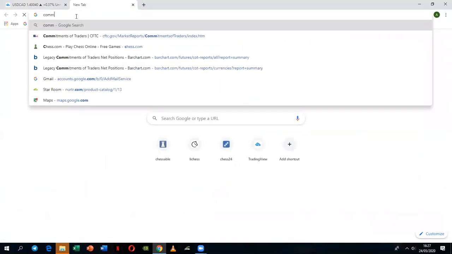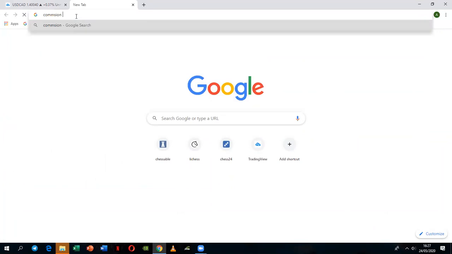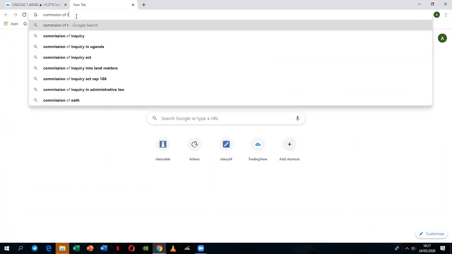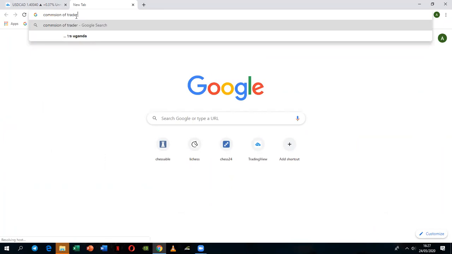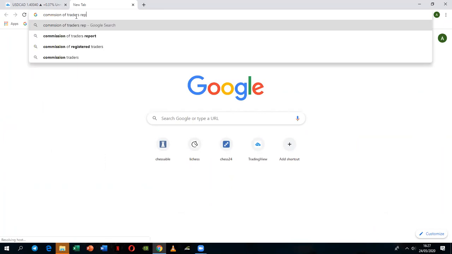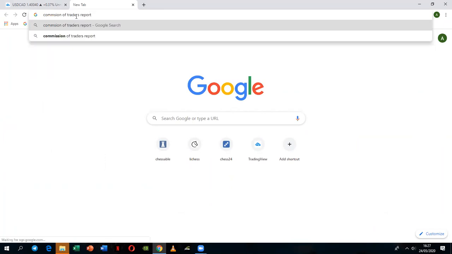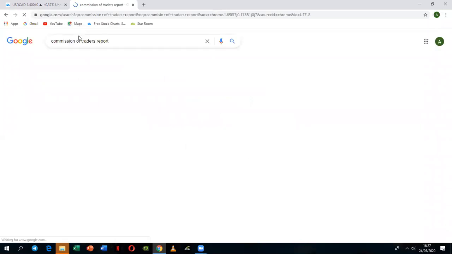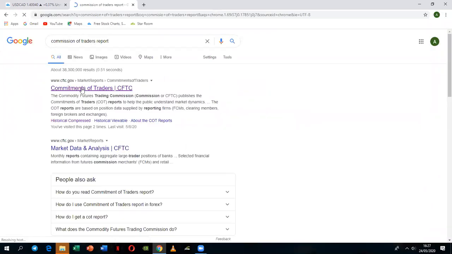You can go to Google and read about the CFTC. What I did is give you a brief intro to it. You should be able to type in Commitment of Traders report, and the first result you find is usually the CFTC.